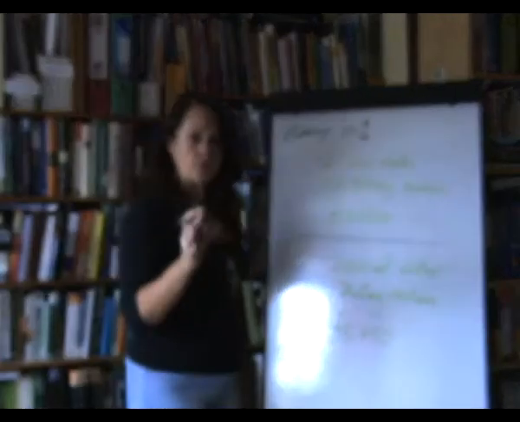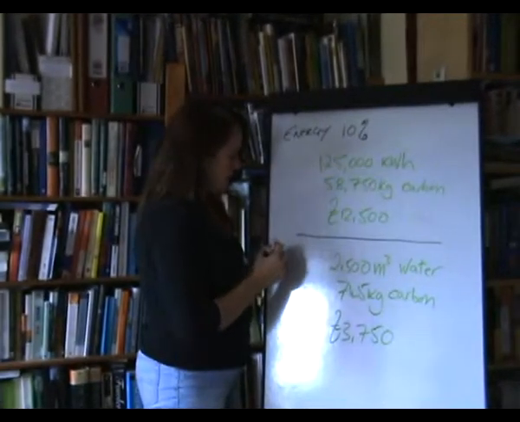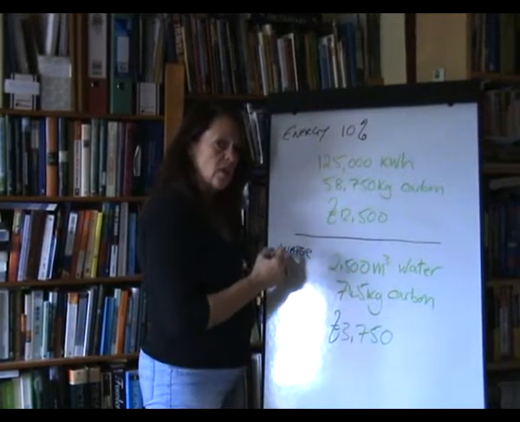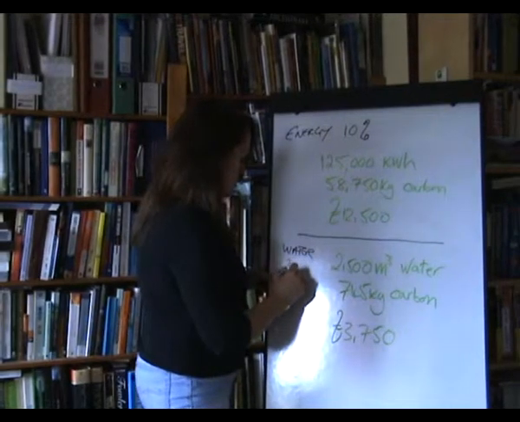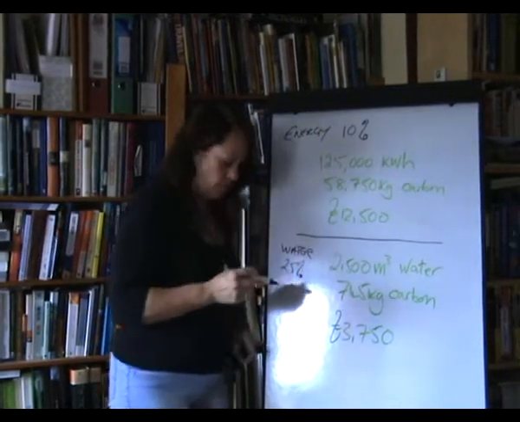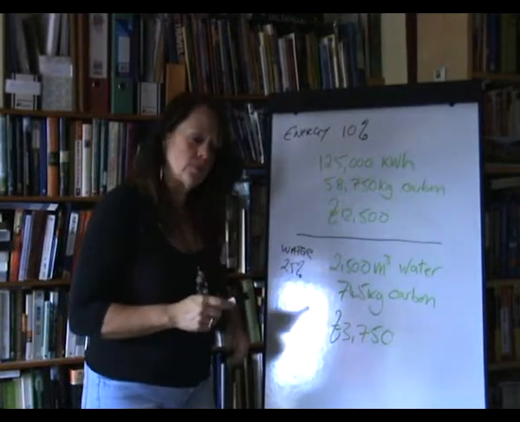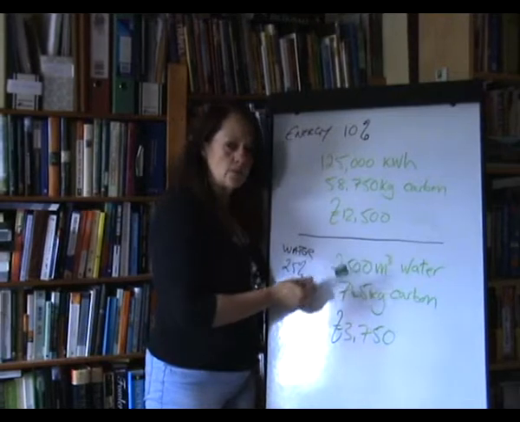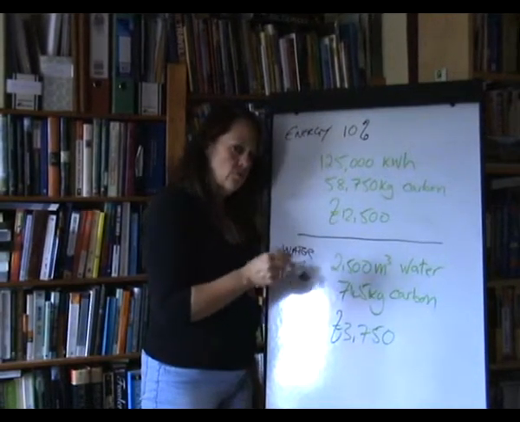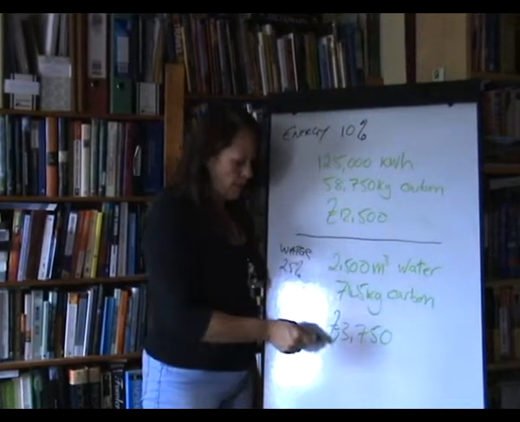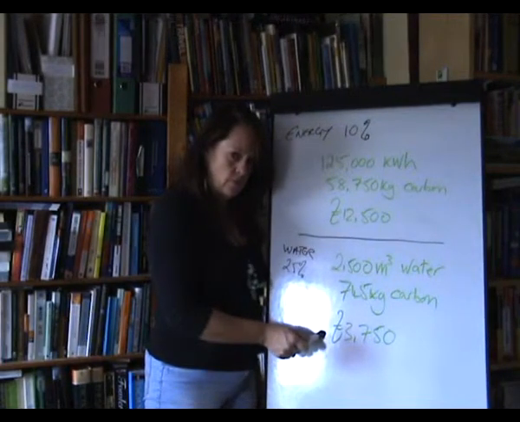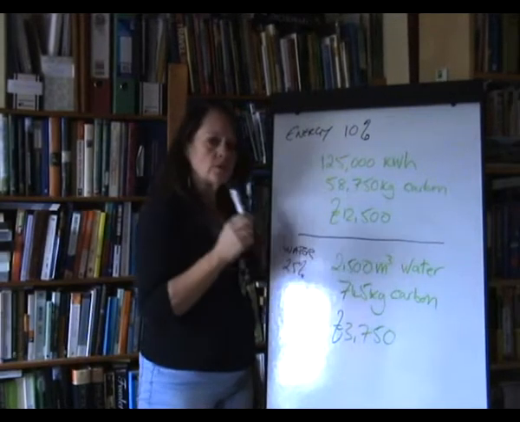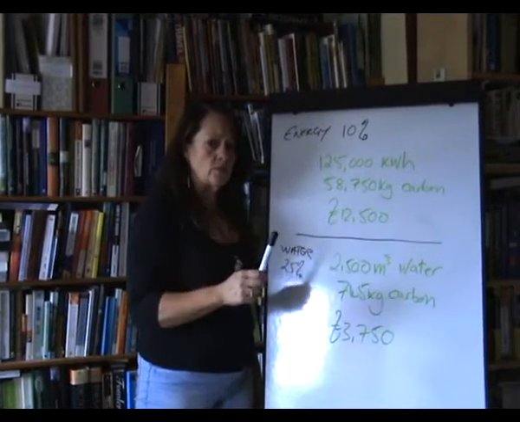Another possible measure for them to look at is reducing their water usage. In this case they're looking at a 25% reduction as a target, but equally achievable given the current circumstances and with very little investment. Now, if they were to do that, they calculated they would save 2,500 cubic metres of water and only 745 kilograms of carbon and £3,750.